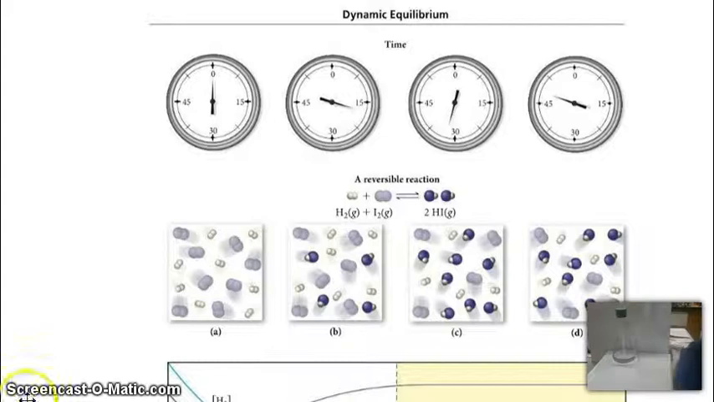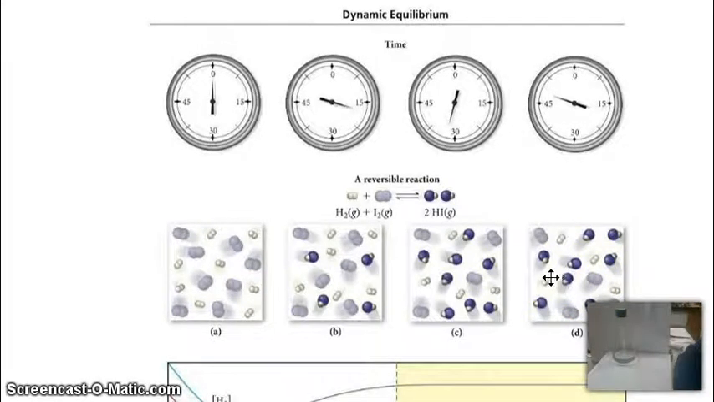Okay, so we would expect after 48 seconds that you would have pretty much all HI left and no H2 and I2, but that is not the case, is it? You're going to notice that you have the same concentration as at 32 seconds. We still have over here, if you want to write that down, 4 H2s, 4 I2s, and 8 HI still. The concentrations did not change. So this is what we call at equilibrium.